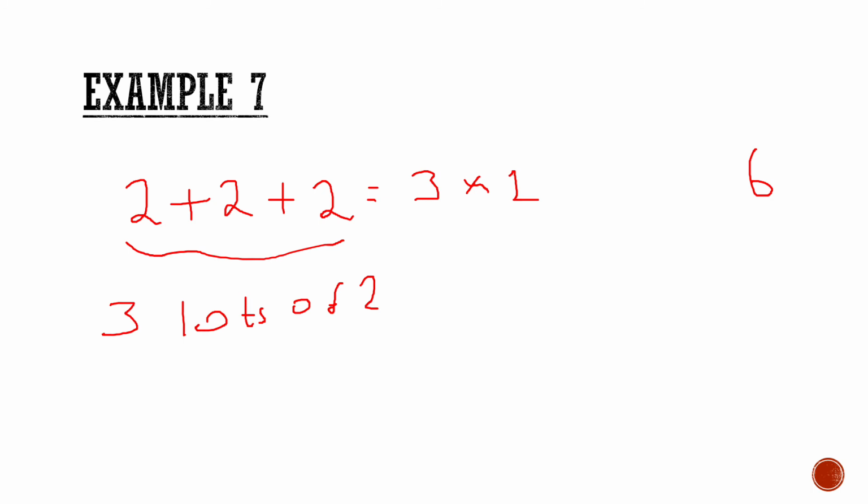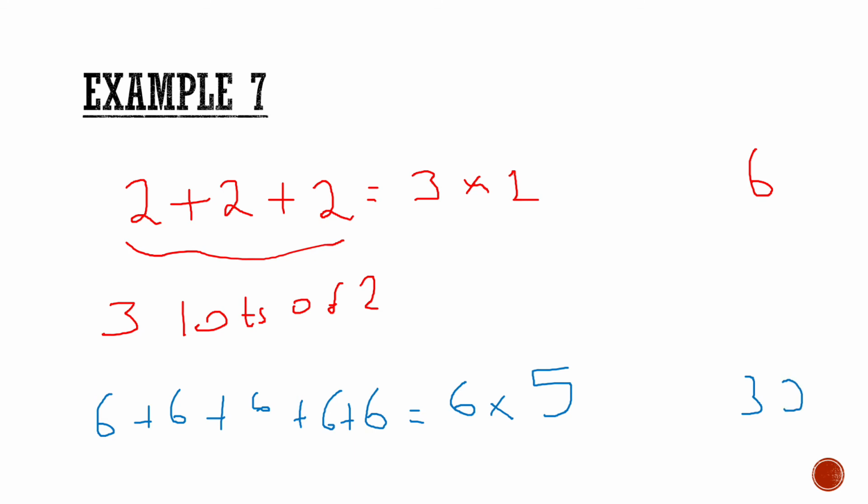And similarly, if I had, let's say, 6 plus 6 plus 6 plus 6 plus 6, I can write that as 5 lots of 6. So lots of means times, and we are happy that the answer would be 30. But the idea of this here is noticing that when I have an addition, it's lots of. So that is going to be that.